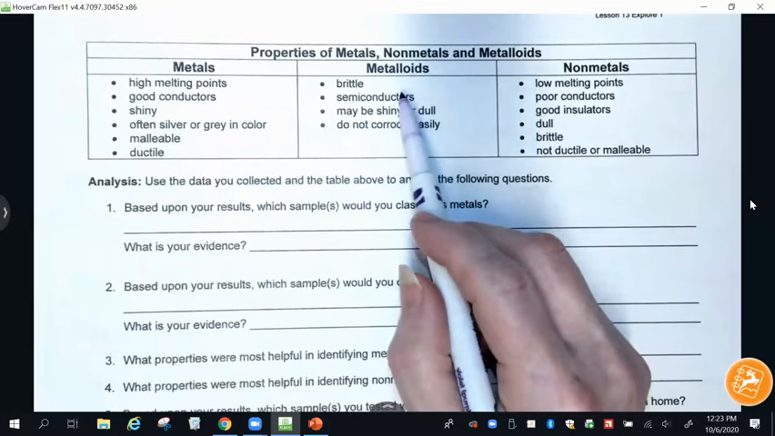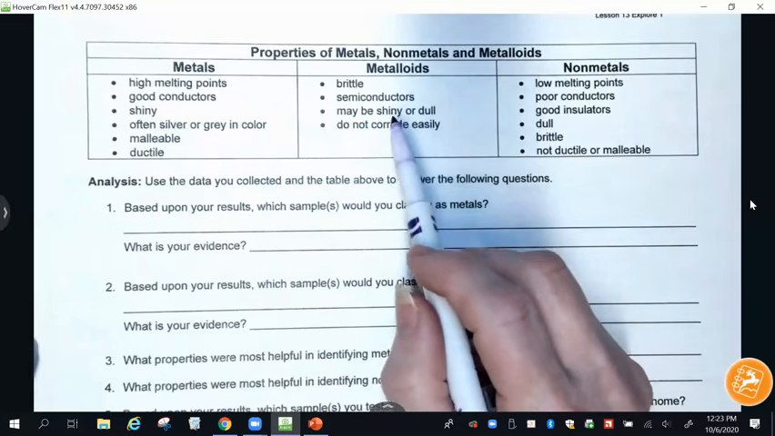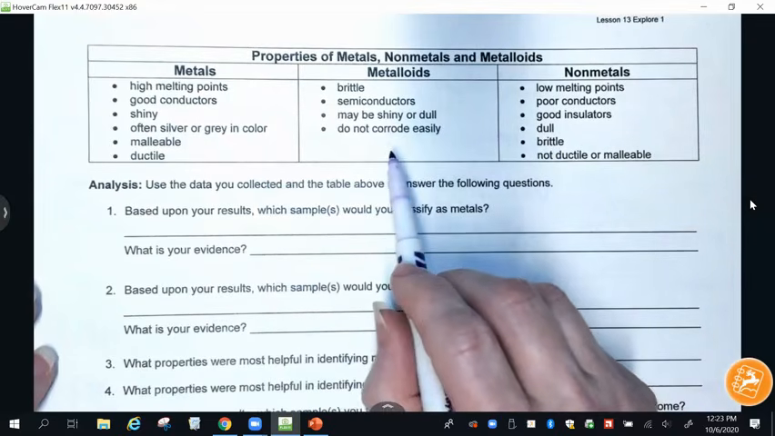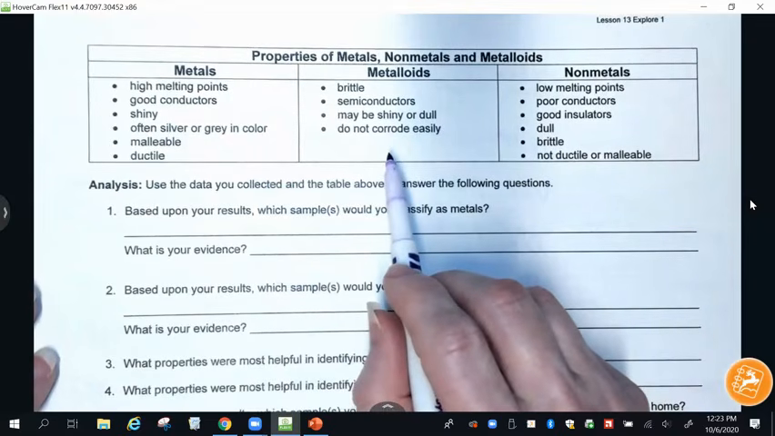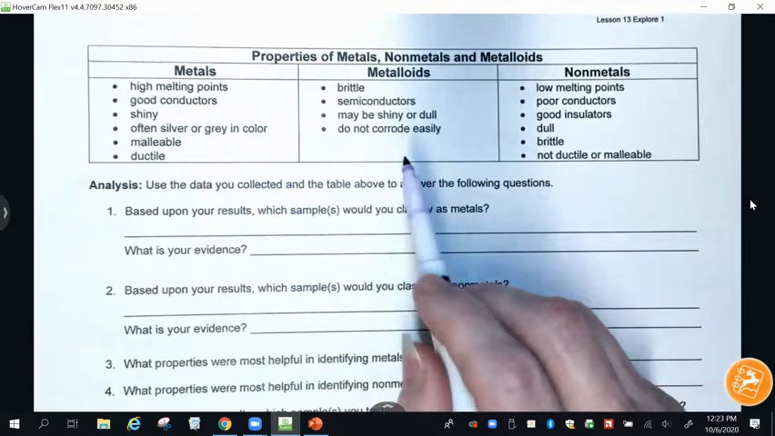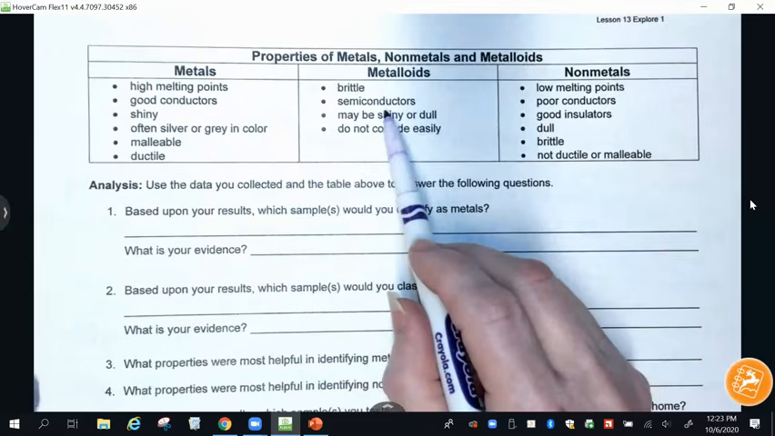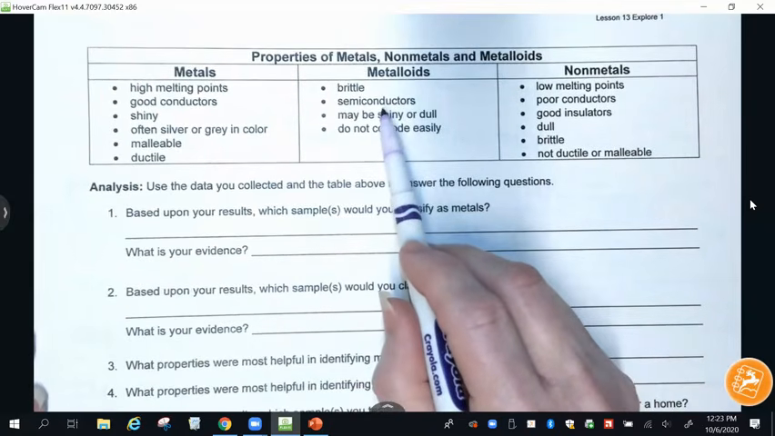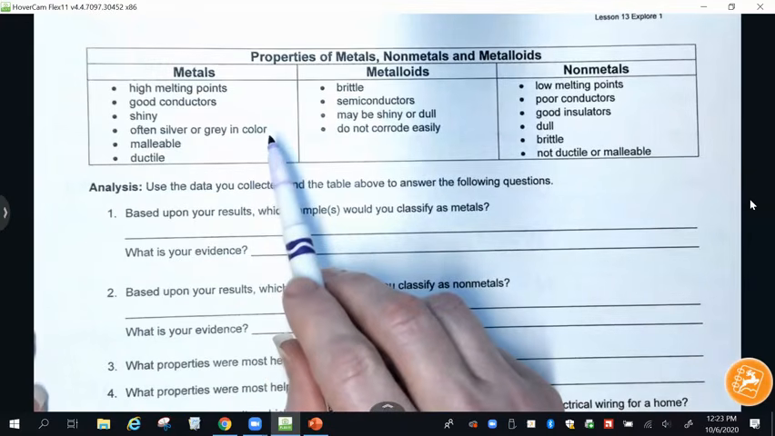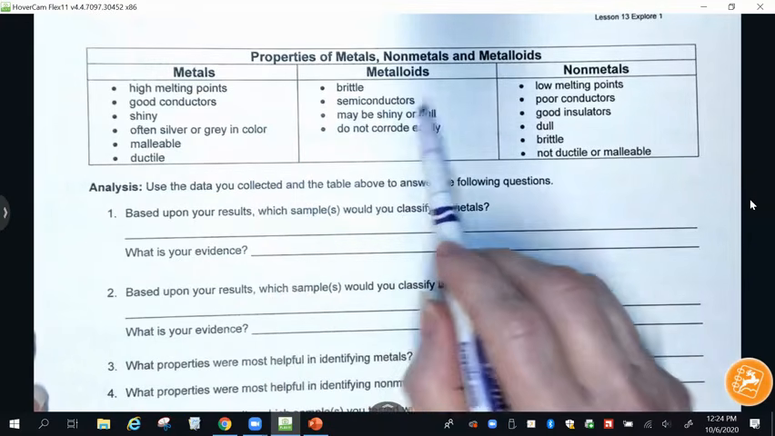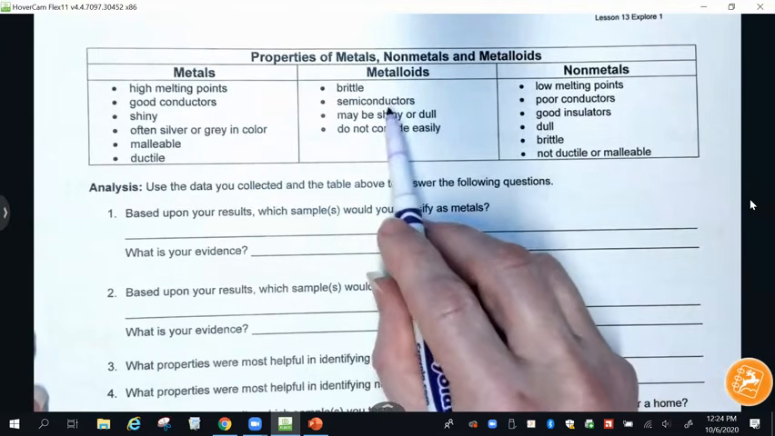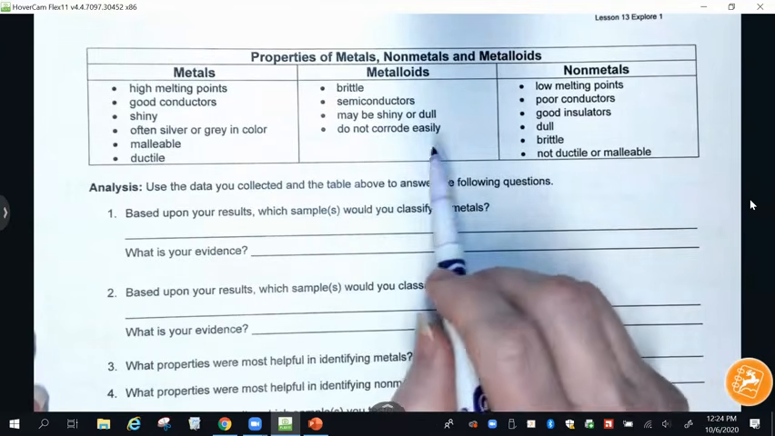Metalloids are elements that sometimes act like metals and sometimes act like non-metals, depending on their environment, like the temperature and the pressure that they're under. Semiconductor means exactly what I said. Sometimes it will act like a metal and be conductive with electricity and heat, and sometimes it will not be a good conductor. So semiconductor means sometimes it is and sometimes it's not.